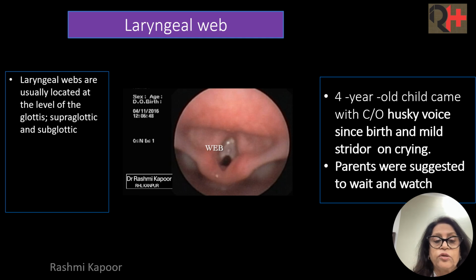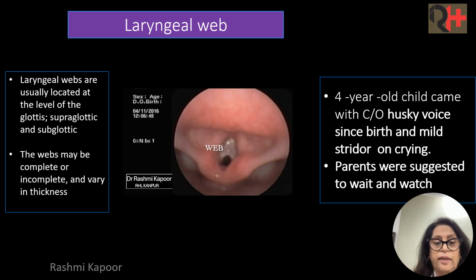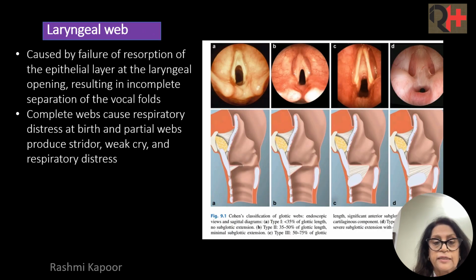Laryngeal webs are usually located at the level of the glottis, supraglottis, and the subglottic area. The webs may be complete or incomplete and they vary in thickness. The laryngeal webs are of many varieties. Type 1 involves up to 35% of the glottic length, type 2 35 to 50%, type 3 50 to 90%, and type 4 when the complete glottic length is involved. So these are the kinds of laryngeal web.